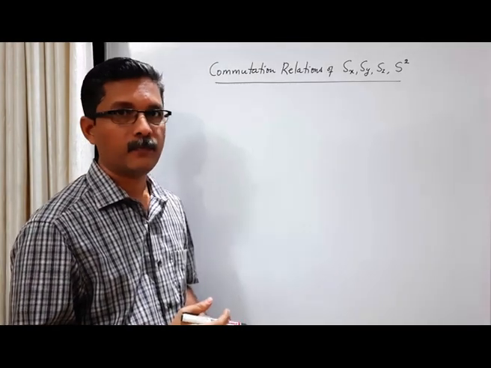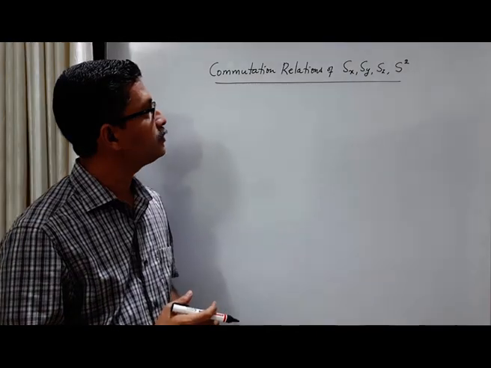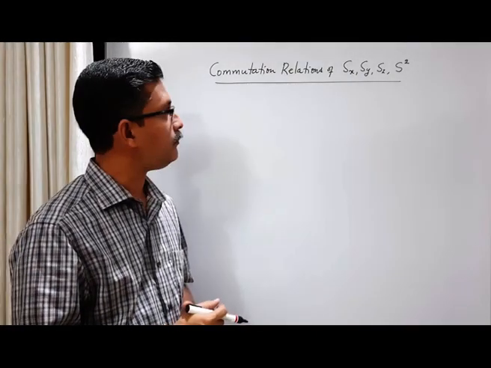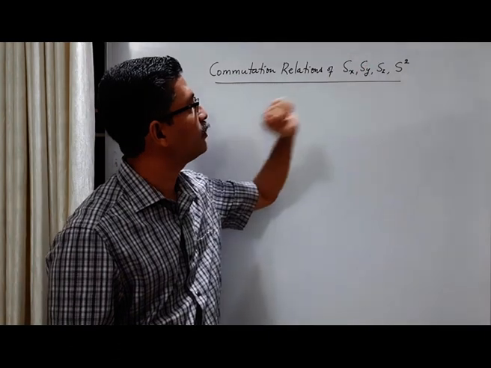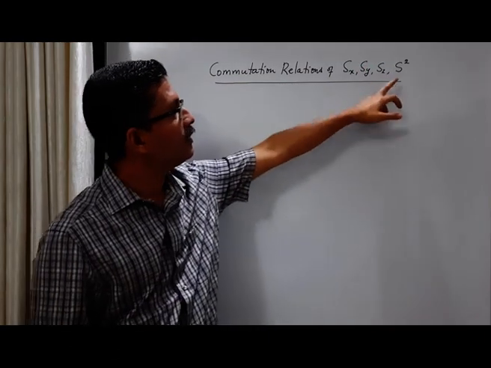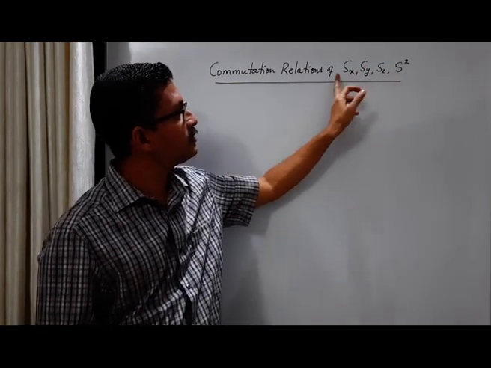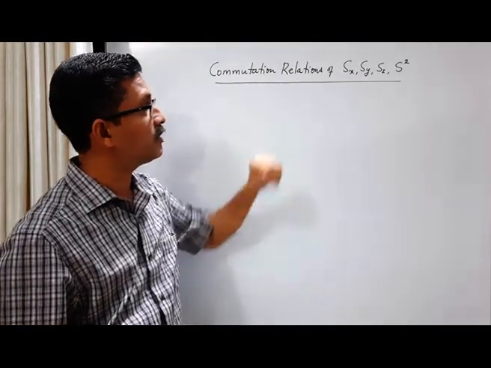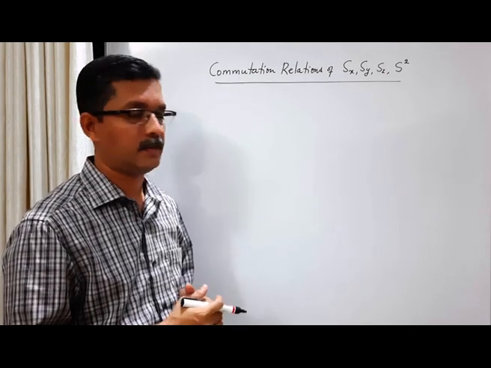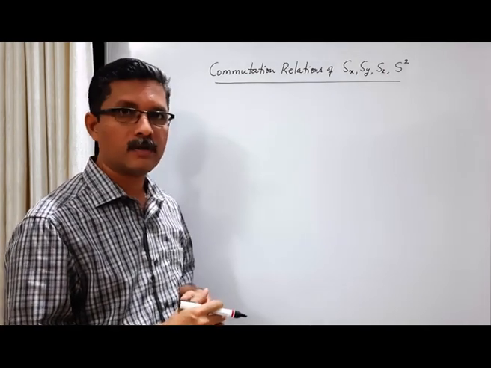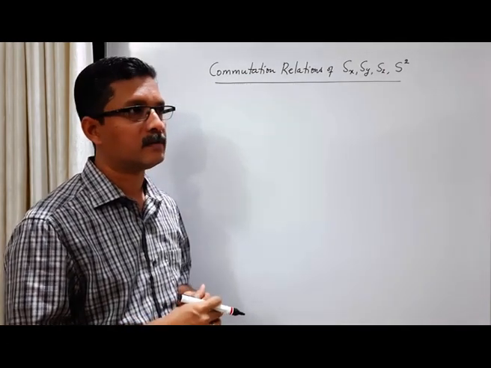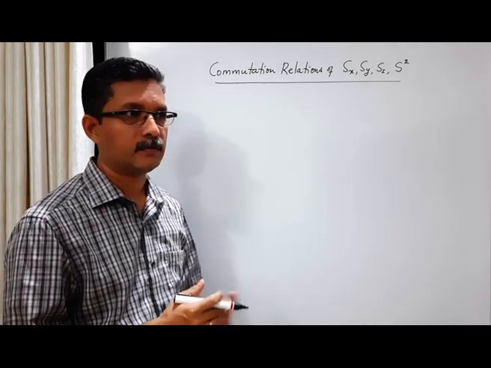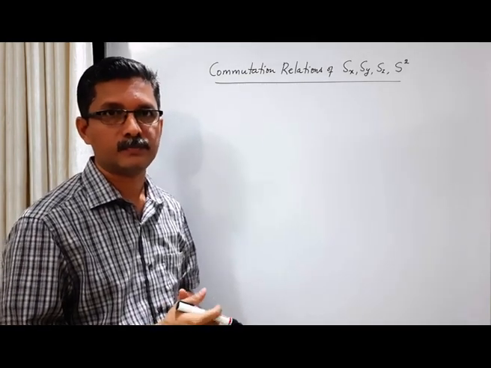S square. Okay, different spin operators. These are different spin operators for each component, and this S square is defined as Sx square plus Sy square plus Sz square. So let us try to establish the commutation relations between these operators. And this is a very important idea, and this will be useful when you discuss angular momentum also.